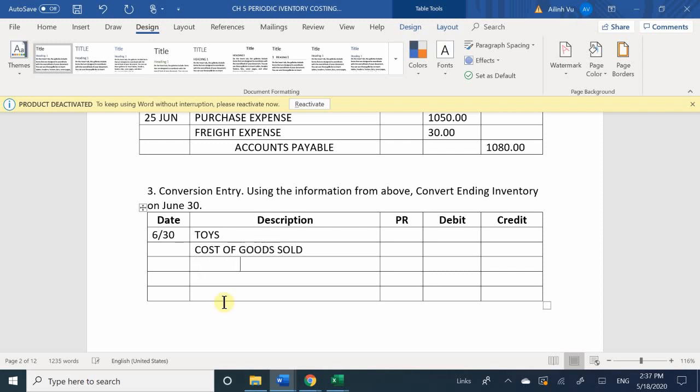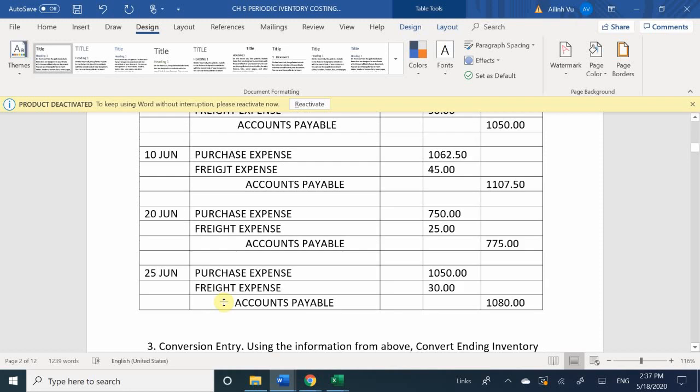And this is what I was talking about when I say we're going to convert from purchase expense into inventory, okay? We're going to get rid of the purchase expense, we're going to get rid of the freight expense, and we're going to transfer it into the toys that we still have on hand, and also calculate the toys that we sold already. So let's go ahead and look at those numbers again.